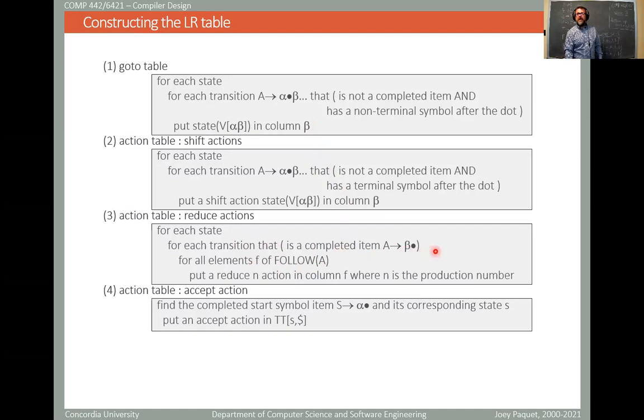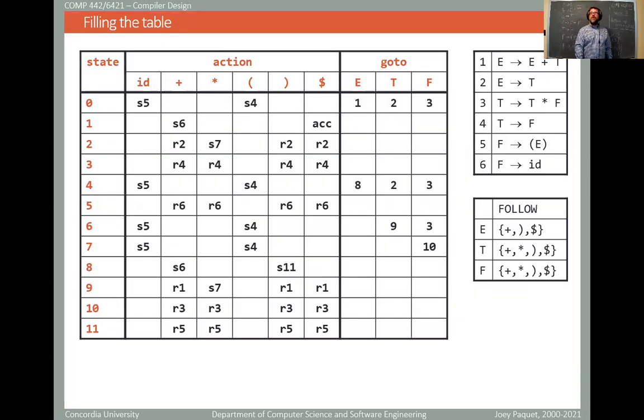So I'm looking for completed items, and then I'm going to add inside of the action table reduce actions that correspond to this particular application, the inverse application of this rule here. In this case, I have actually numbered my rules. For example, if I see R6, it's actually reduced using this rule. R2 is reduced using this rule.